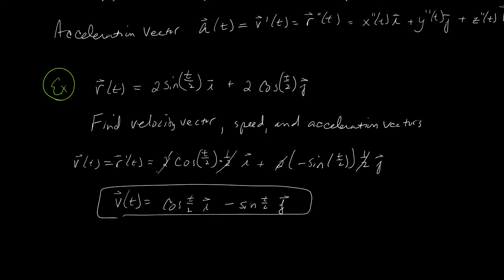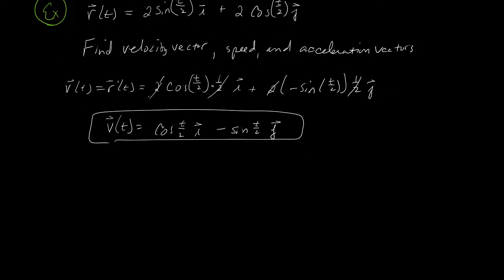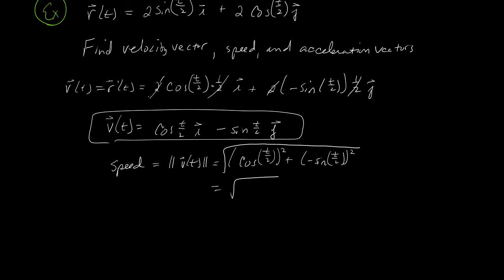Now we can find the magnitude of that to determine the speed. So our speed is the magnitude. That's going to be the square root of cosine of t over 2 squared plus negative sine of t over 2 squared. So that's the square root of cosine squared t over 2 plus sine squared t over 2. Sine squared plus cosine squared is 1. Square root of 1 is 1. So the speed is constant. The speed is equal to 1 at any point on this curve.